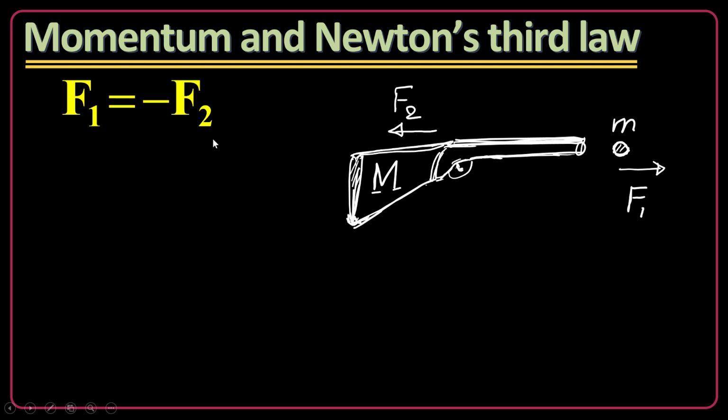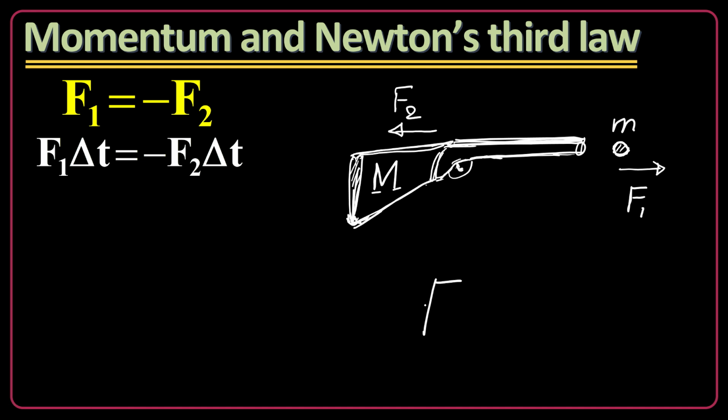So far, everything is clear, you know that. Now let's say the total time of action of the force F1 while the bullet is in the gun is delta t. So the force acts on the bullet, or the gun, for delta t seconds. Mathematically, I'm allowed to multiply both sides of this equation by the same delta t. So F1 delta t is equal to negative F2 delta t.